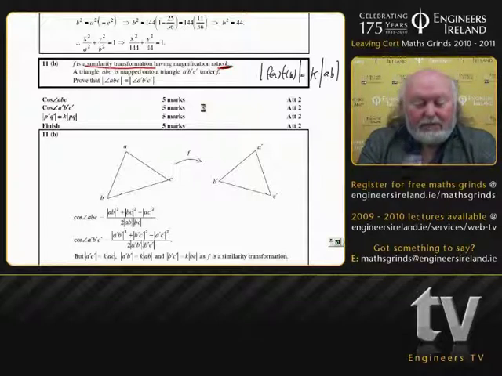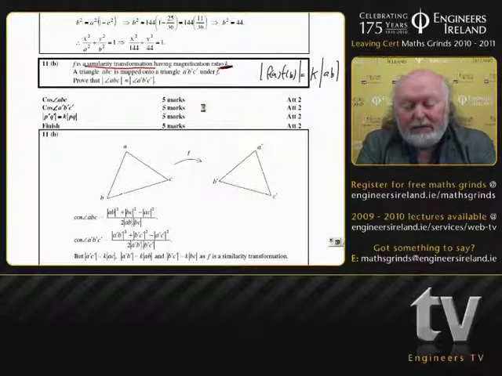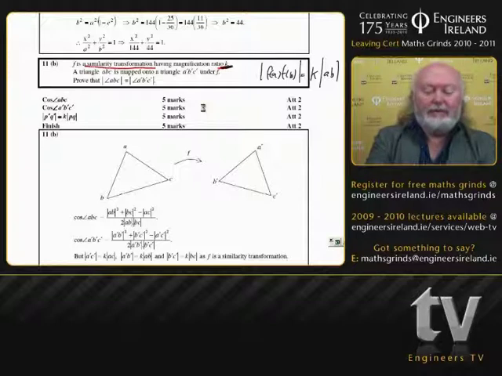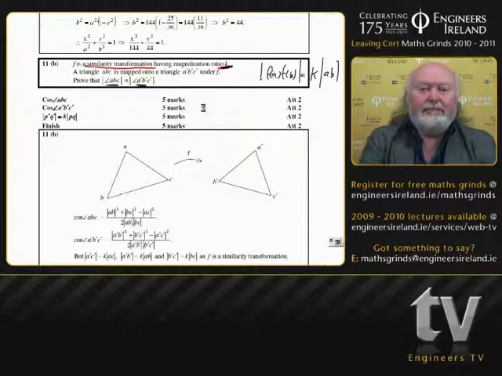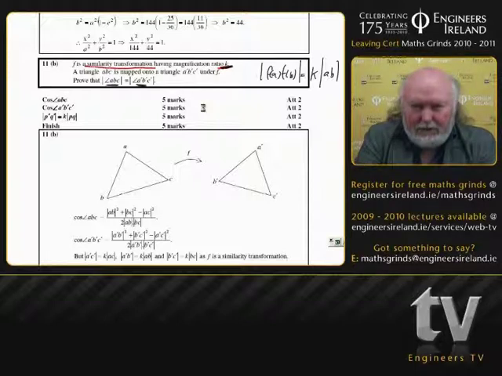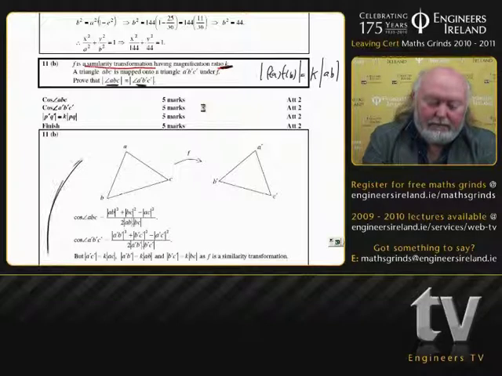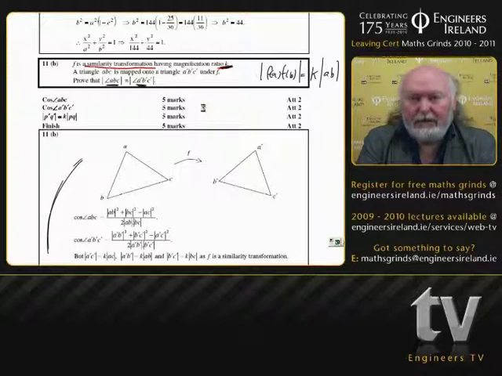We're even getting the same letter as was used in 2010. A triangle ABC is mapped onto the triangle A'B'C' under F. Prove that that angle is equal to that angle. Have you seen this before? This question was asked just a few years later and we've already covered it, so there's no need to cover it again.